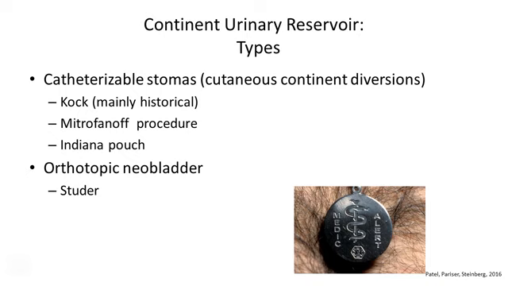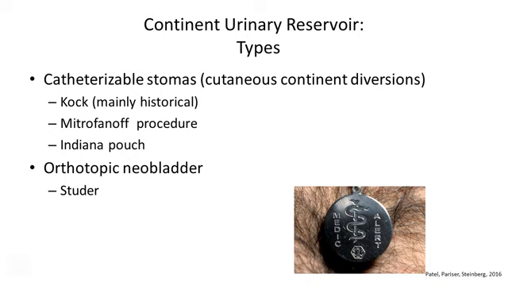In the Mitrofanoff procedure, also called an appendicovesicostomy, the appendix is sutured to the bladder and is used as a catheterizable channel. The proximal end of the appendix is tunneled into the bladder, and the distal end of the appendix is brought through the skin and serves as the entryway into the bladder. This procedure is usually done for children with spinal complications.